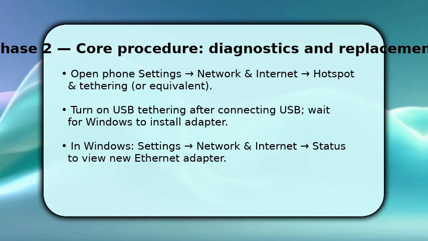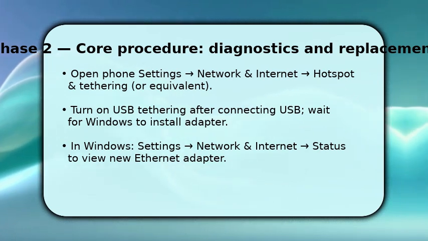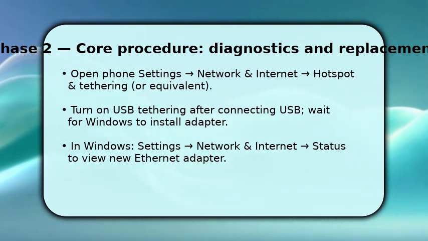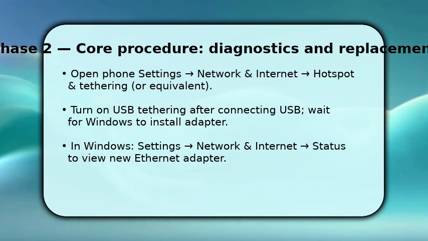Enable USB tethering. This is the key switch that shares the phone's Wi-Fi to the PC. Back on Windows, watch for a new Ethernet-like adapter to install. This represents the tethered connection.